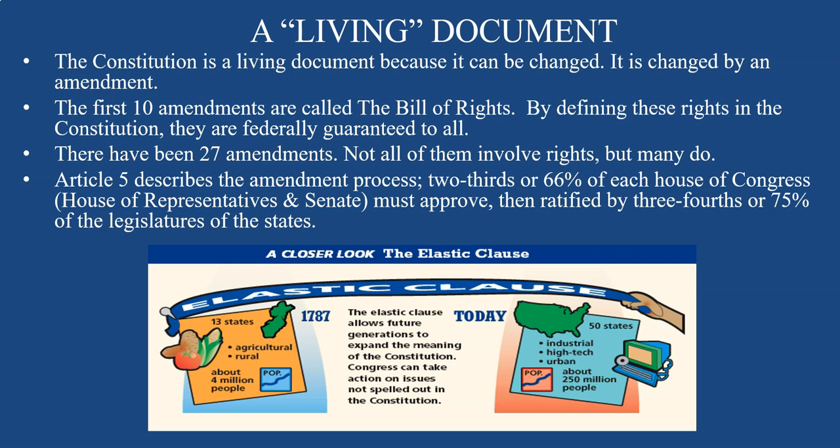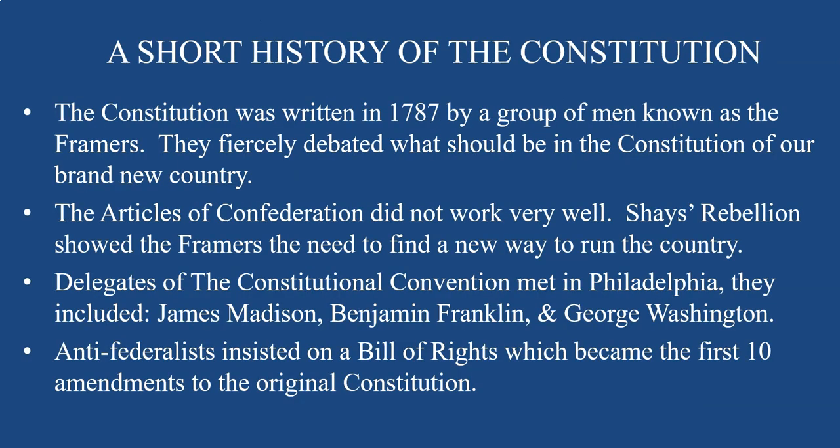Article 5 of the Constitution describes the amendment process. 2/3 or 66% of each House of Congress, the House of Representatives and the Senate, must approve, then it must be ratified by 3/4 or 75% of the state legislatures. This is how an amendment is actually passed and becomes law, by this particular process.